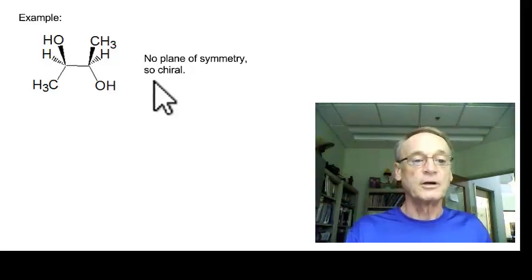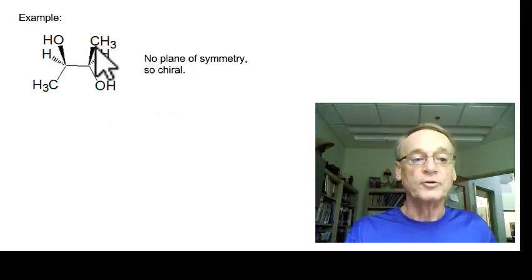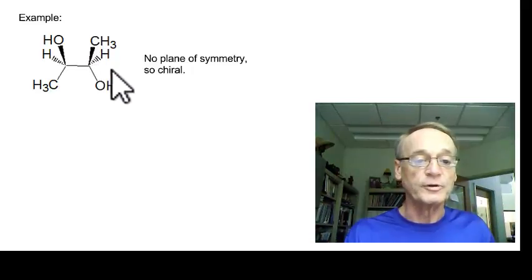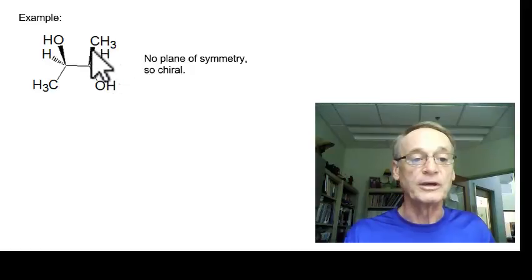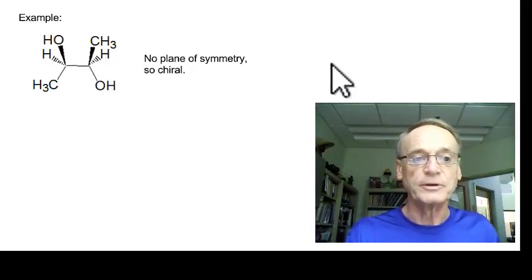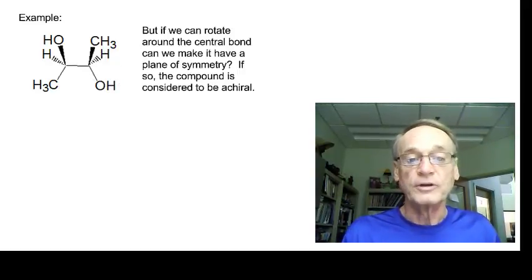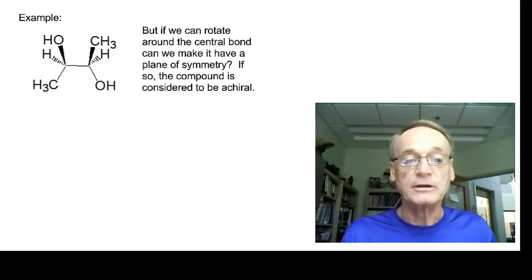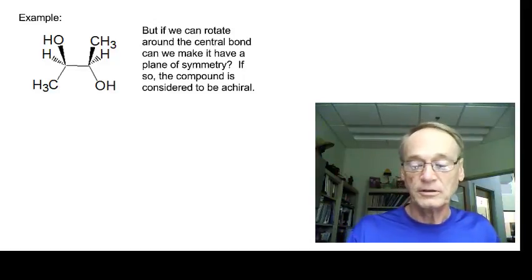Okay, so let's try rotating this bond 120 degrees forward. So we'll bring the methyl group down to where the OH is, we'll bring the OH back to where the H is, and we'll bring the H up to the front and see if that gives it a plane of symmetry. So if we can rotate around the central bond and make it have a plane of symmetry, then the compound will be considered to be achiral.